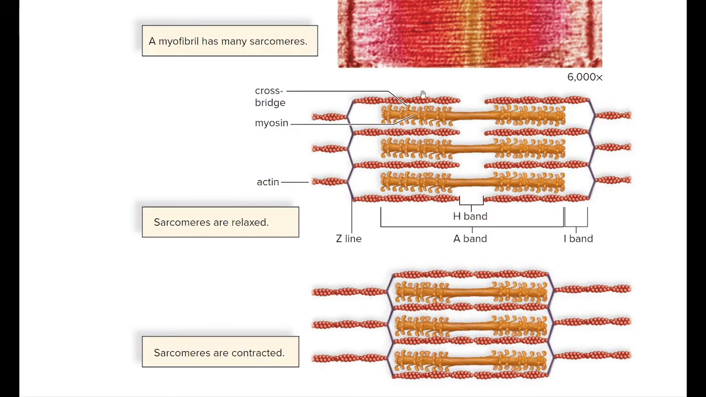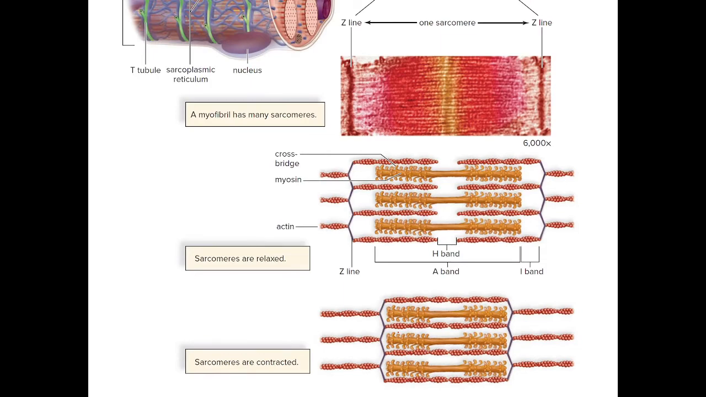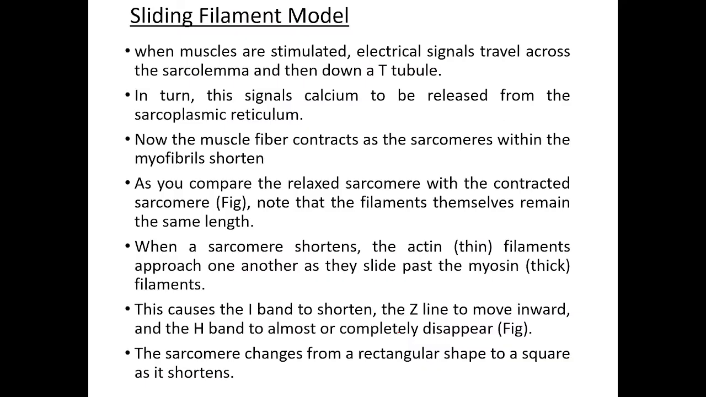Now see, the muscle is relaxed. When the muscle is in the relaxed stage, the actual structure of the filaments looks like this. When the sarcomeres contract, what happens? The H band disappears, and the empty space in between these filaments just vanishes. I hope you understand the concept of this theory. This theory is called the sliding filament theory.